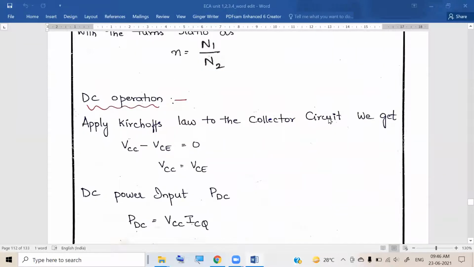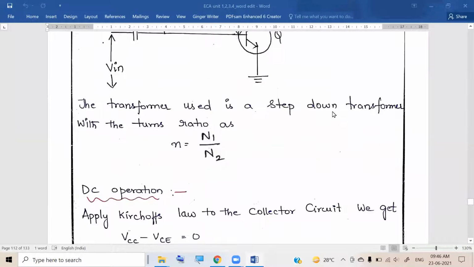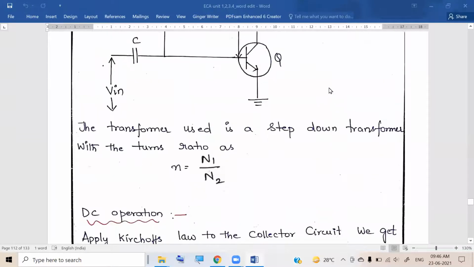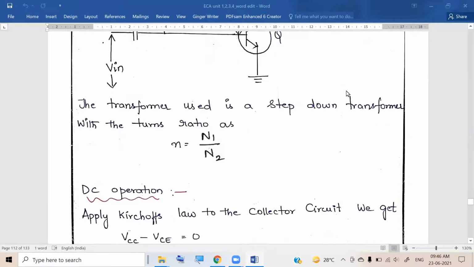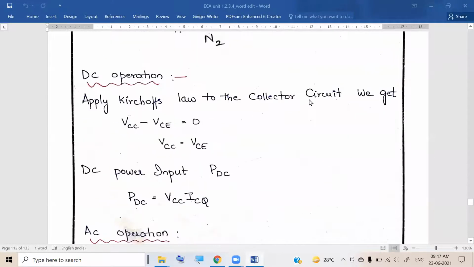So to get efficiency, what is the formula for efficiency? Students, what is the formula for efficiency? Please answer. Output AC power by input DC power. Very correct answer. Output AC power by input DC power into 100, right?